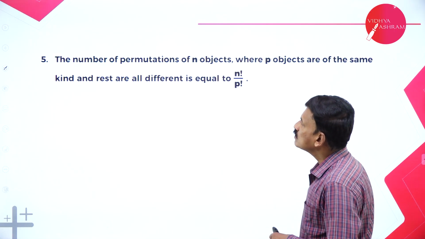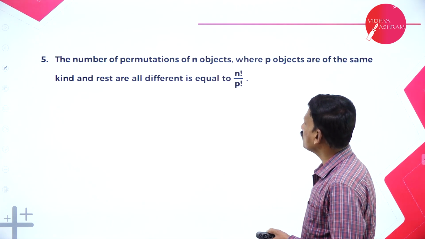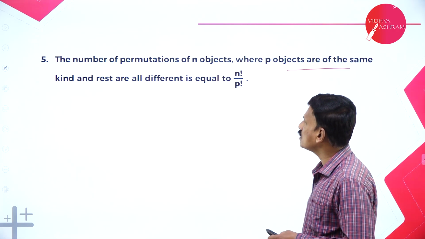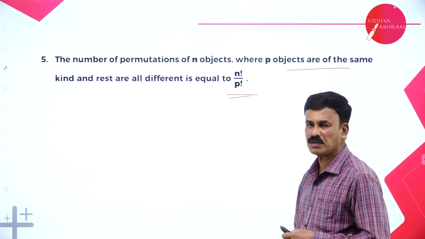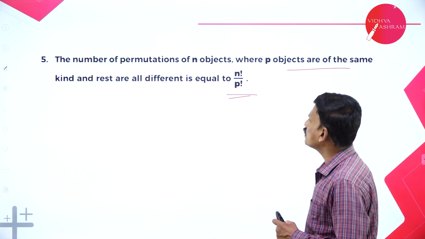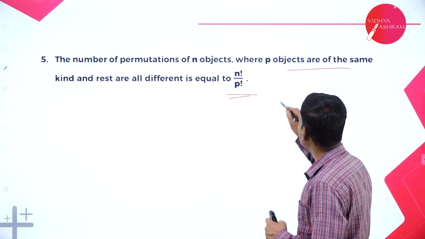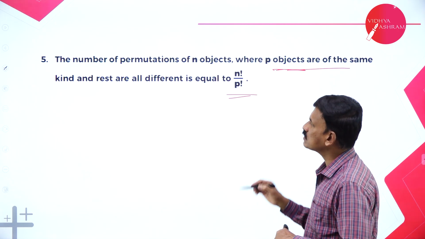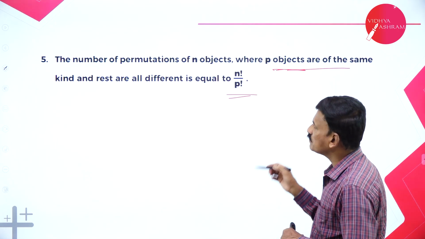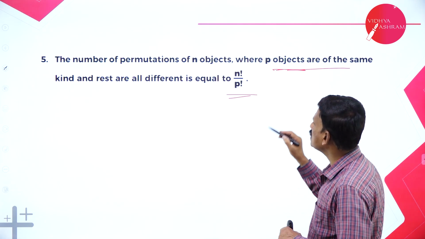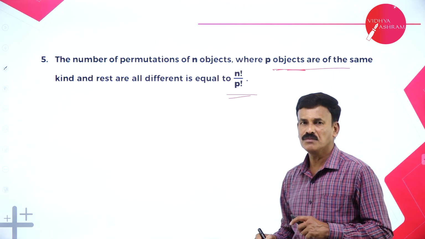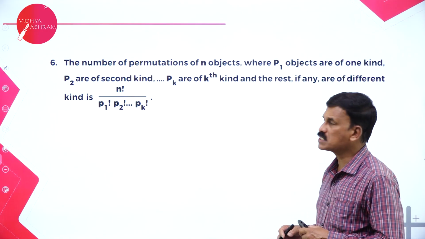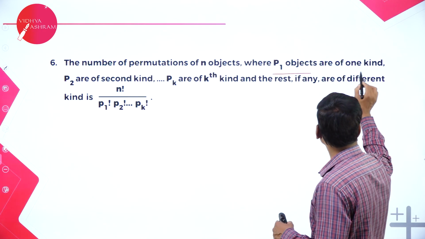Now, next point. What is the remark? The number of permutations of n objects where p objects are of same kind, then the rest of all different, is equal to n factorial divided by p factorial. So, the number of permutations of n objects where p objects are of same kind, out of n, if p objects are of same kind and the rest are all different kinds, different types, is equal to n factorial divided by p factorial. Right.